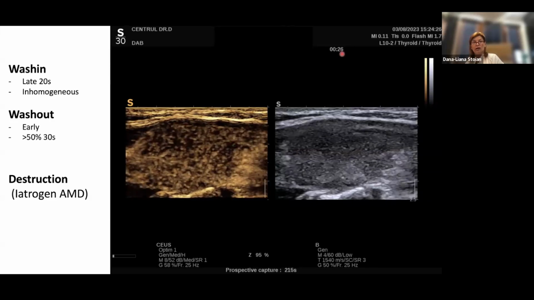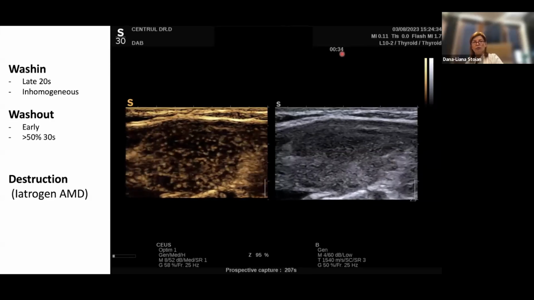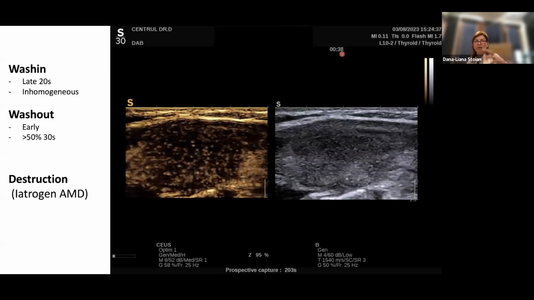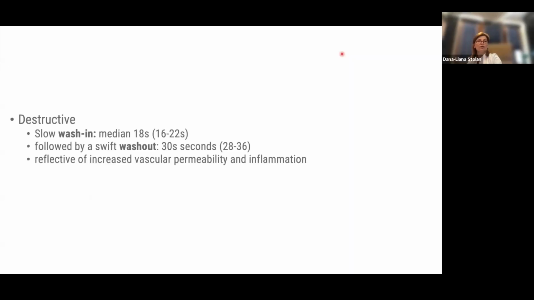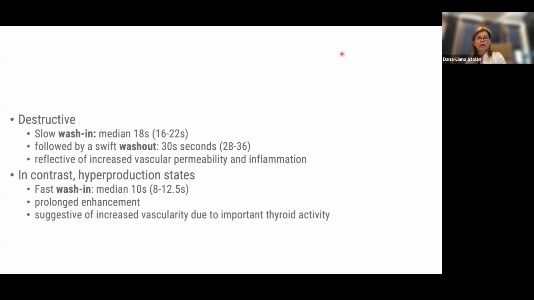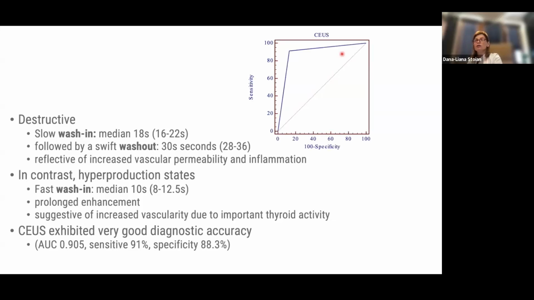Here we have an amiodarone-induced thyroiditis, the same. At 30 seconds already, half of what we saw before of the microbubbles is gone. So we have an altered microperfusion because we have an altered capillary bed distribution. So whenever we have slow wash-in with a very quick, swift washout because of alteration of the microstructure of the system, it's highly suggestive for destruction. Whenever we have very fast wash-in with prolonged enhancement, long-standing, more than 30 to 60 seconds, it's highly suggestive for hyperactivity.